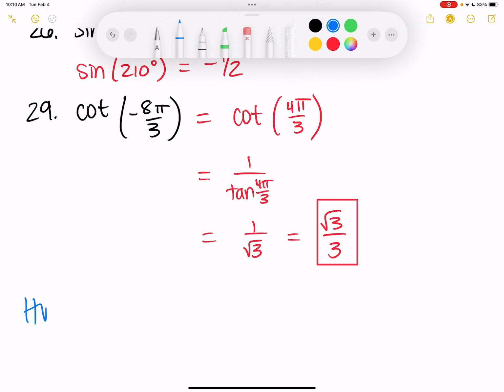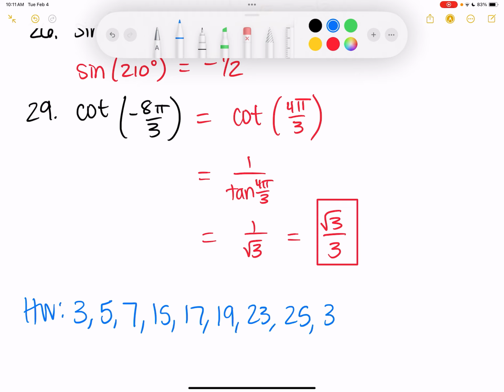All right, problems which you will have tomorrow in class to do after you take your unit circle quiz: 3, 5, 7, 15, 17, 19, 23, 25, 31. Do you remember that?